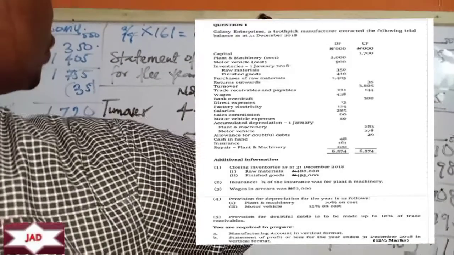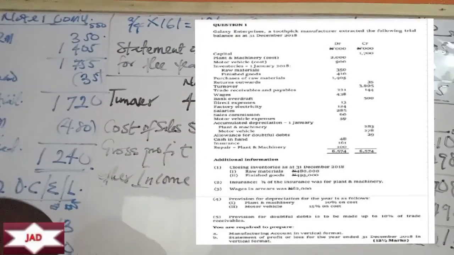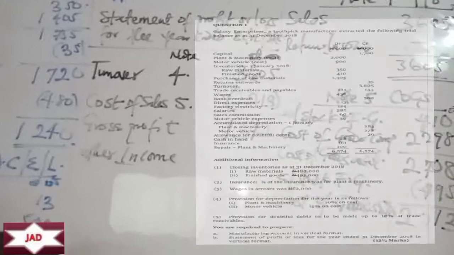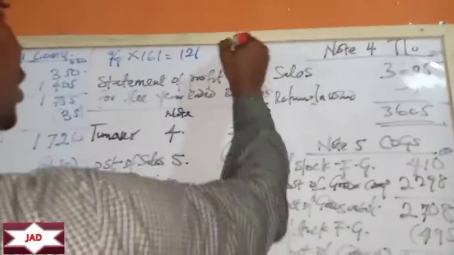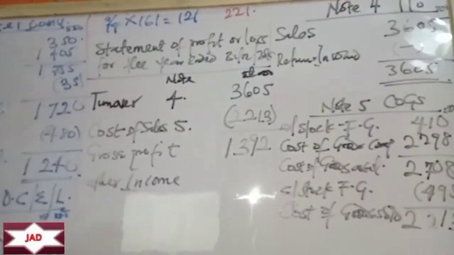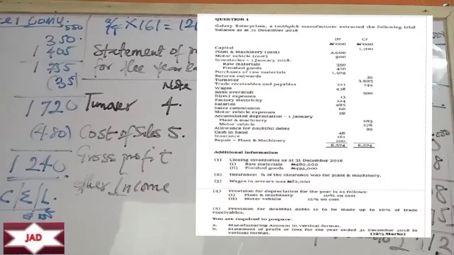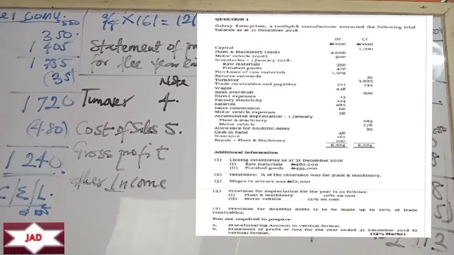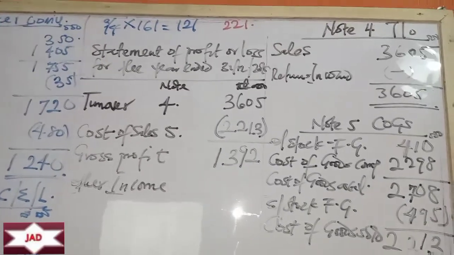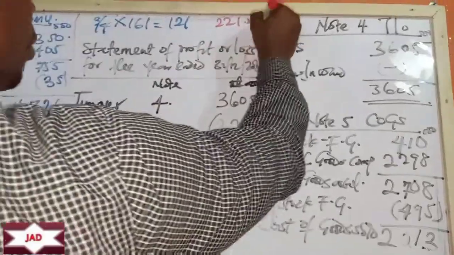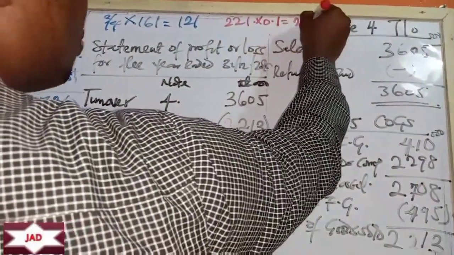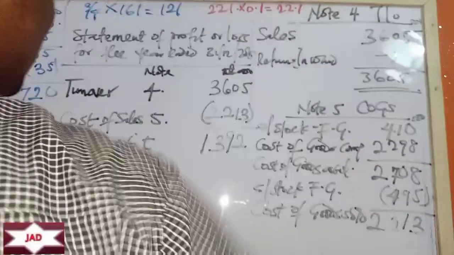We have what? 221. So they're now saying that we should make it up to what? 10%. So what's the 10% of 221? Times 0.1, I think that should give us 22.1. Okay, that's more like 22.